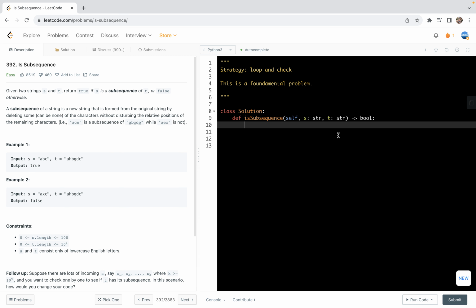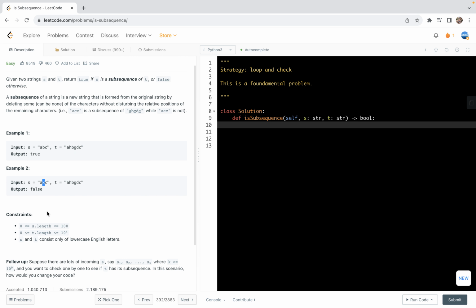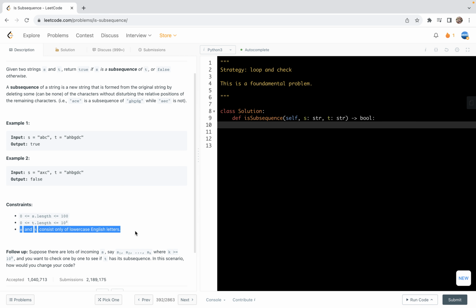In the first example, s indeed is a subsequence of t. For example, here is a, here is b, and here is c. In the second example, it's not, because x does not even appear in t. The length of s is up to 100, and t has a larger length. s and t consist only of lowercase English letters.